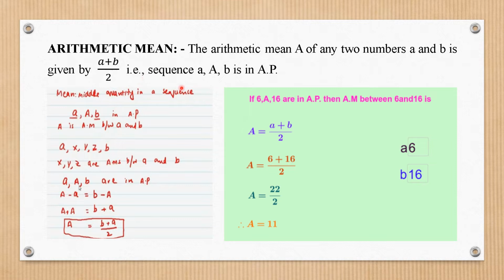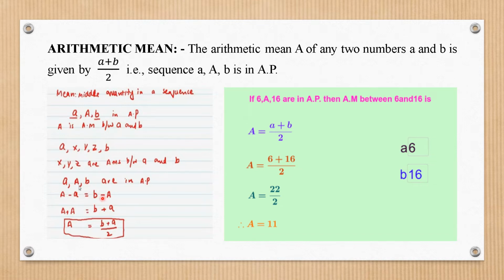That is, the sequence a, A, b is in AP. If three numbers form an AP, then the middle one is called the arithmetic mean, and is given by the sum of the first and last divided by 2, or the average of first and last. So how does it come? If a, A, b are in AP, where A is the arithmetic mean between a and b, then the difference A minus a is the same as b minus A. The common difference is the same.